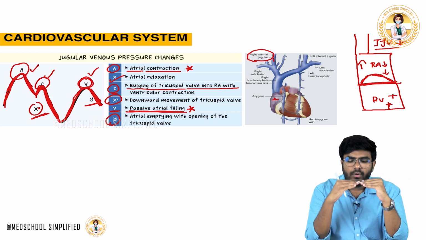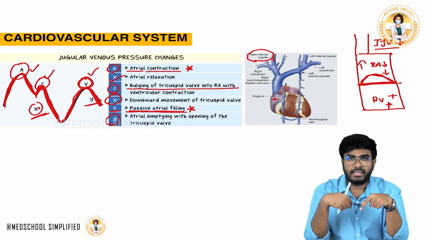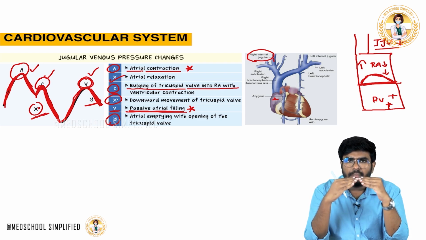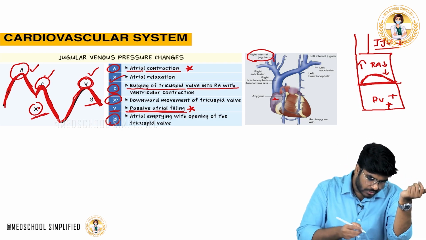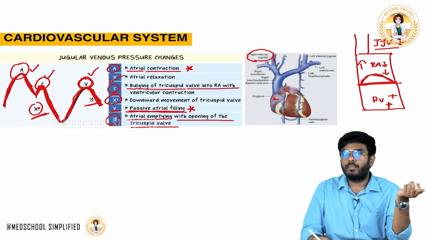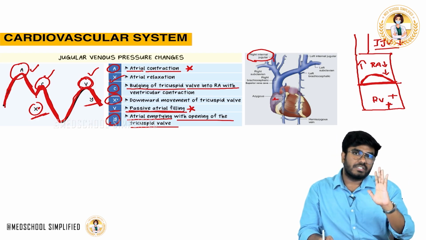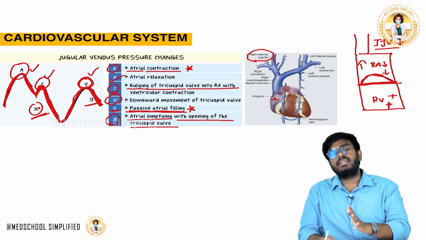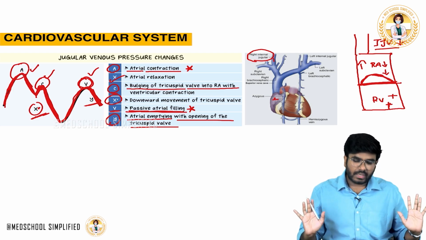Simply the opening of the atrioventricular valves, the opening of the mitral valve and the tricuspid valve, will move 70% of blood from the atria into the ventricles, right? So when the atria are emptying into the ventricles, atrial pressure decreases. Automatically internal jugular venous pressure also decreases. So the Y wave is because of atrial emptying with opening of the tricuspid valve. So these are the jugular venous pressure changes. With the changes in the pressures in the atria, jugular venous pressure also changes. So this is something absolutely normal.